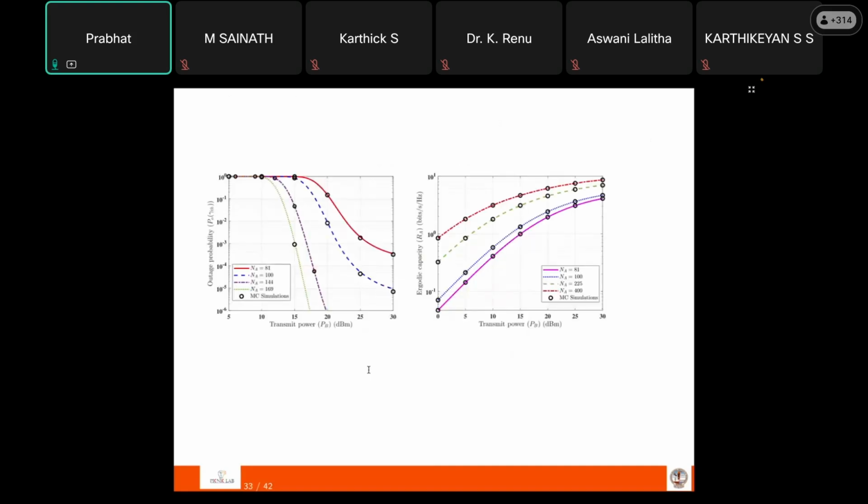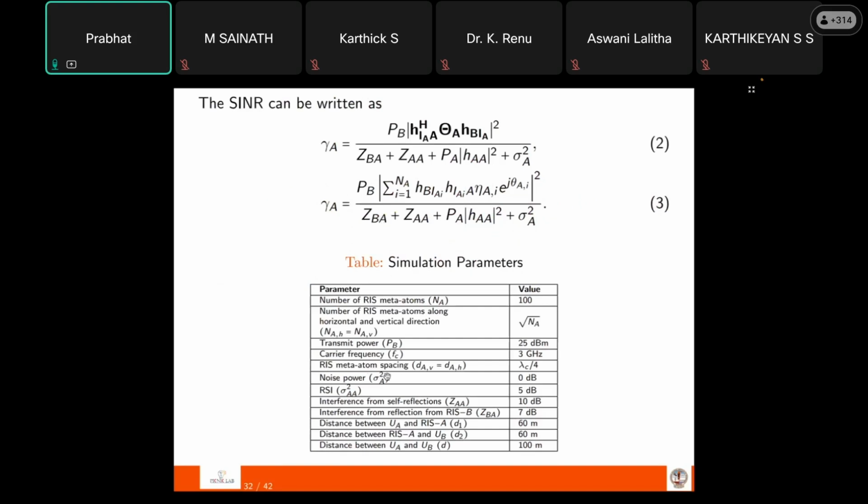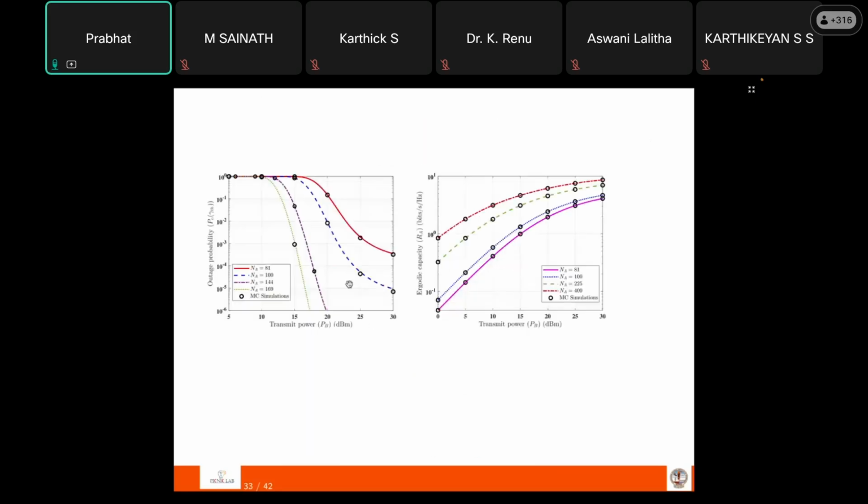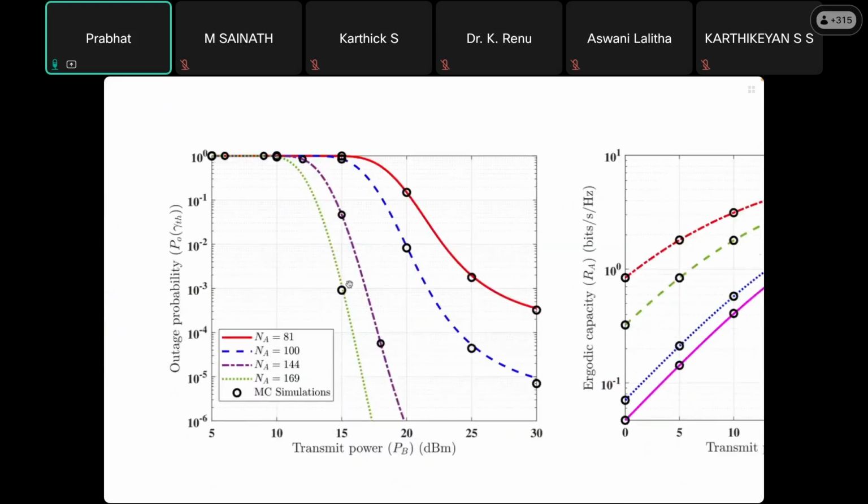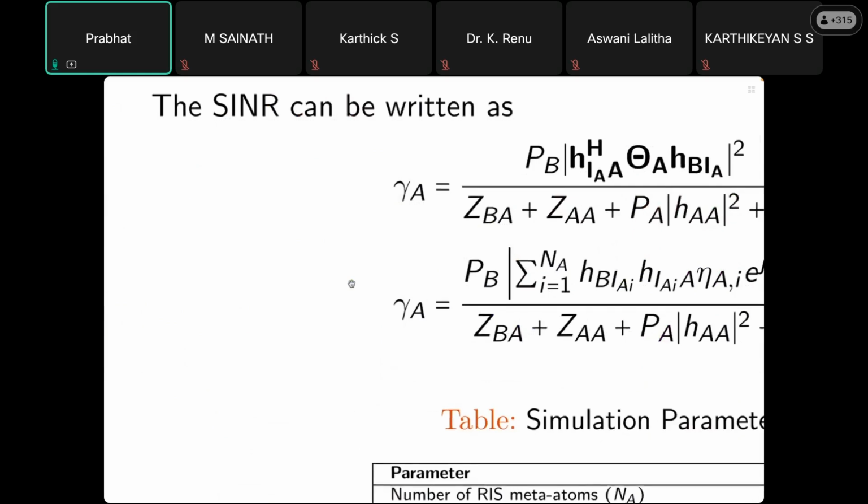Then different reflections as mentioned here, Z_BA and Z_AA, they are taken as 10 dB, 7 dB, just numerical values of them. We have considered that the user A and RIS A are 60 meter apart, and RIS A and user B are also 60 meter apart. And the distance between user A and user B is 100 meter. So this kind of setup we have taken, and we have plotted the, let me just zoom this, sorry.